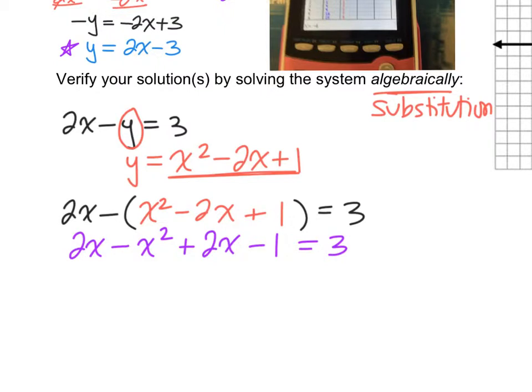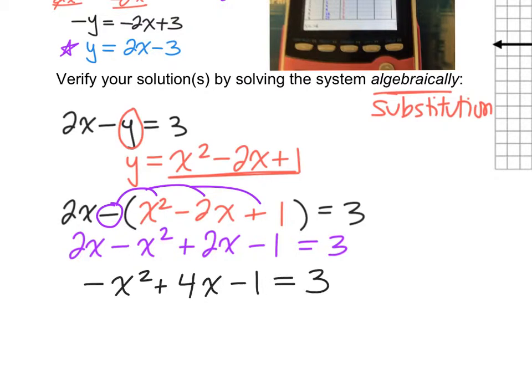Why wouldn't you have to multiply it? I'm distributing the negative 1 first. Oh, so the negative 1 is going through. Yeah, and then you can simplify it. So we'll have negative x squared plus 4x minus 1 equals 3.